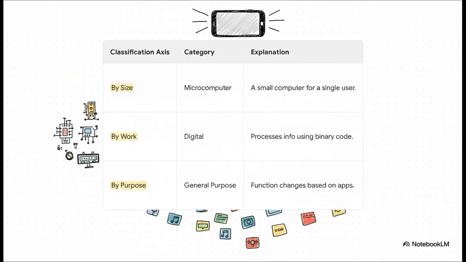Let's apply our new matrix to the device you might be holding right now, your smartphone. What is it? By size, it's a microcomputer. By the way it works, it's digital. And by its purpose, it's general purpose. Boom. General purpose digital microcomputer. This framework gives us a super precise way to talk about any computer.